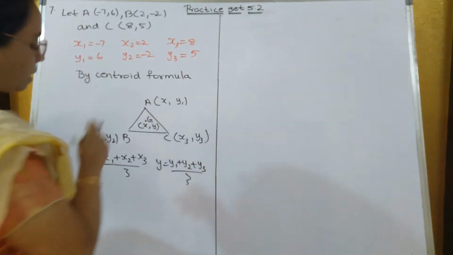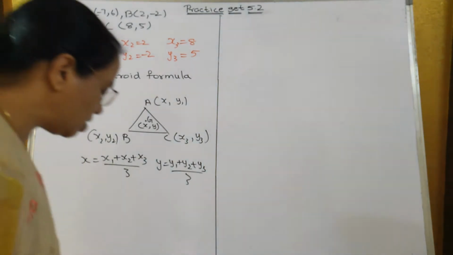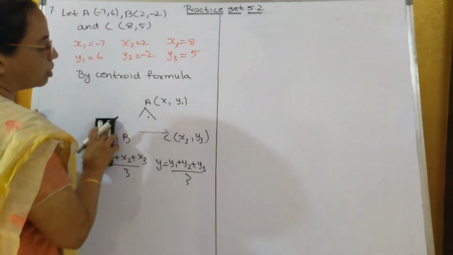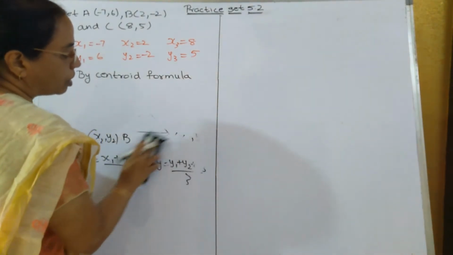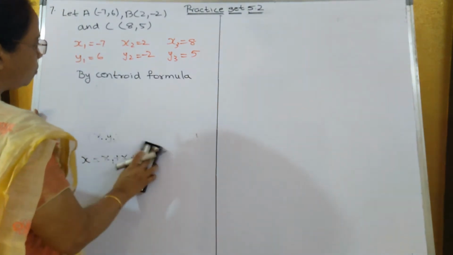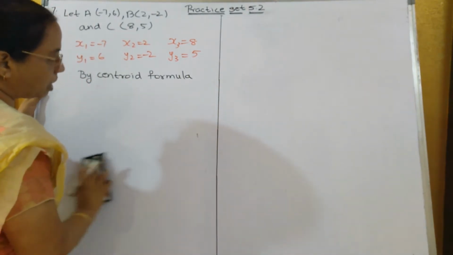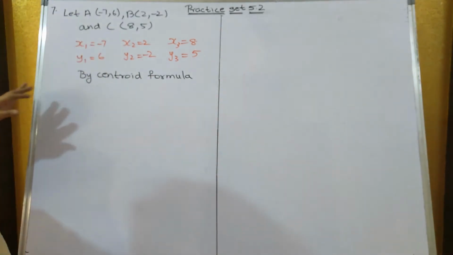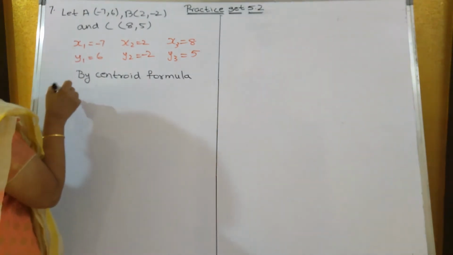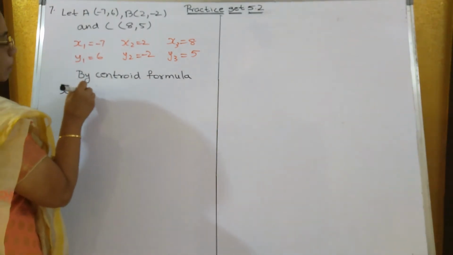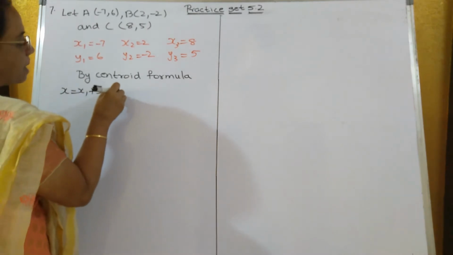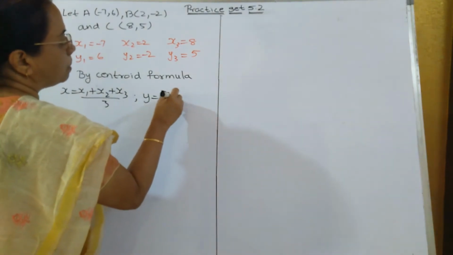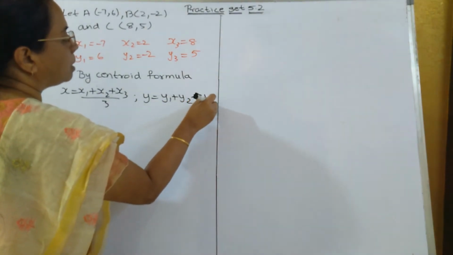So here all three vertices of the triangle are given. We have to find the coordinates of the centroid. So the coordinates of the centroid can be found by which formula? By the centroid formula. Till now we have studied two formulas, the section formula and the midpoint formula. This is a third one, the centroid formula. So what is the centroid formula? x is equal to x1 plus x2 plus x3 upon 3. Similarly, y is equal to y1 plus y2 plus y3 upon 3.